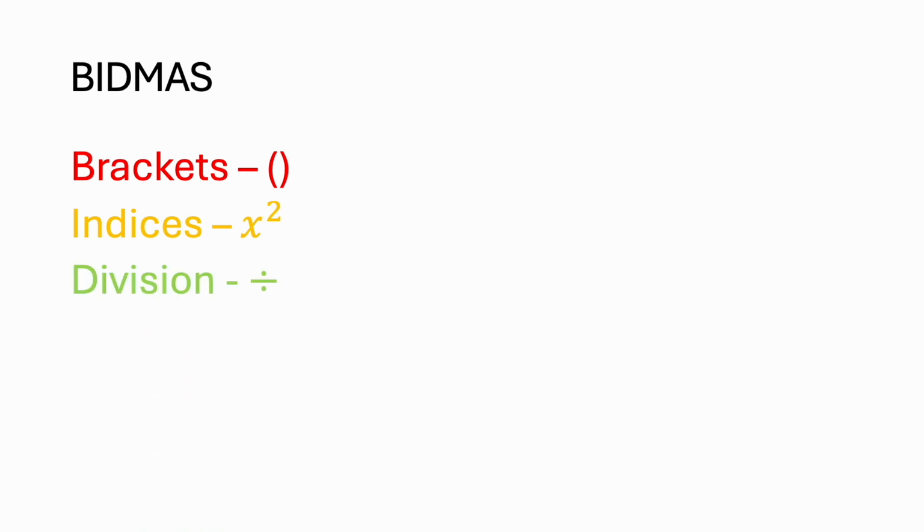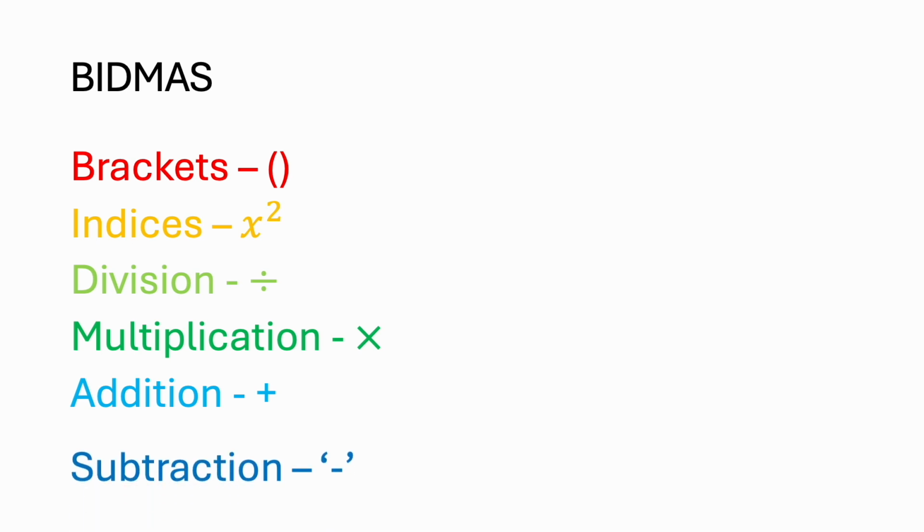Okay, so first thing we need to know is BIDMAS. BIDMAS tells us the order of operations that we must do. First we start with B, which is brackets. Then I for indices, so when you have your squares, your cubes, your to the power of 4s. Then division, then multiplication, then addition, and then subtraction.